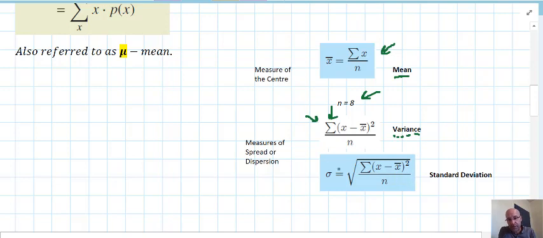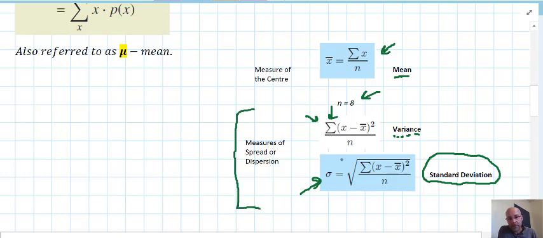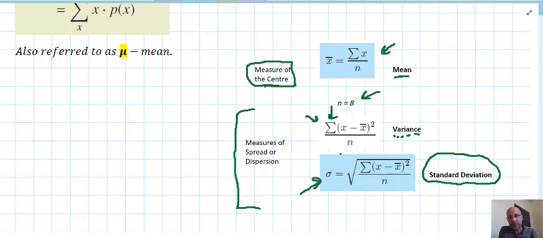But if we take the square root of that variance, we get something that we should be familiar with, and that's the standard deviation, denoted by the Greek lowercase letter sigma. Both the variance and the standard deviation are measures of spread or dispersion. They tell us how far on average things are away from the mean, whereas the mean itself is a measure of the center. You should remember all those things from your stats.